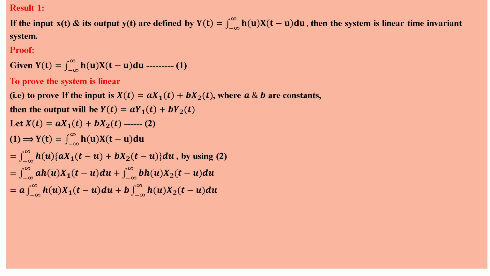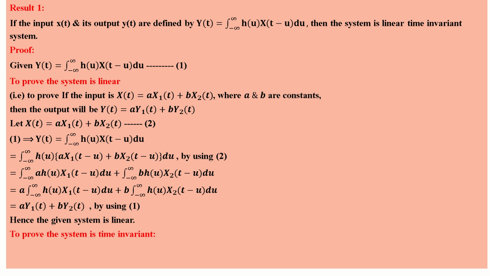So taking a and b constants outside from the integral, a into integral minus infinite to plus infinite h of u x1 of t minus u du plus b into integral minus infinite to plus infinite h of u x2 of t minus u du. So a into this integral is nothing but y1 of t. Second integral, plus b into that is nothing but y2 of t using 1. Right? Hence the given system is a linear system.